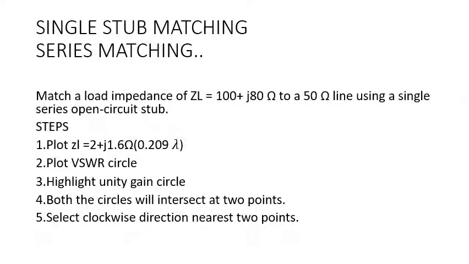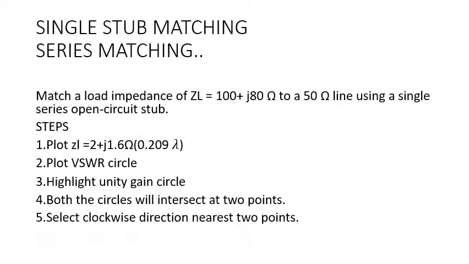We are taking a problem of ZL equal to 100 plus j80, that is matched to a 50 ohm transmission line. So for step number 1, we normalize the impedance. When you do it, you can see over here that we have normalized it. It is 2 plus j1.6. How do we get that? 100 plus j80 upon 50, that value comes out to be 2 plus j1.6.